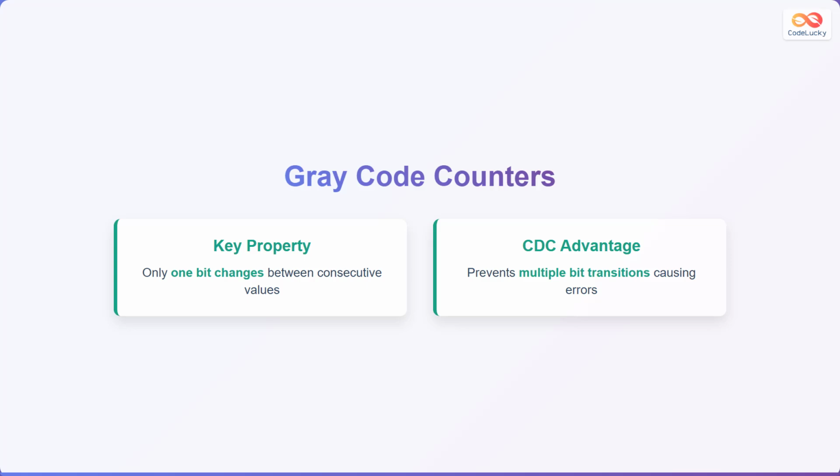Gray code counters. There are 2 important points to note when discussing gray code counters. First, key property. Only 1 bit changes between consecutive values. Second, clock domain crossing advantage. It prevents multiple bit transitions causing errors.